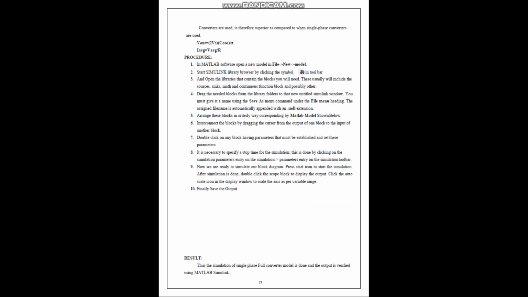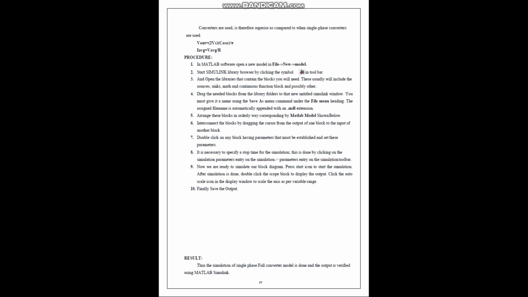The procedure is the same, that is, by using the MATLAB software you open a new model in a file, New, then Model. By using the Simulink library browser we select the symbols, that is, from the Sources, Sinks and Simscape we choose the models for the circuit, and then with the models we connect the circuit as per the circuit diagram given in the diagram.